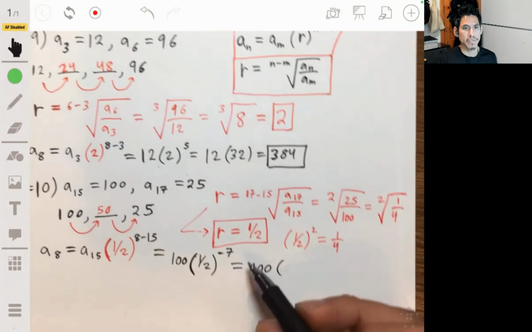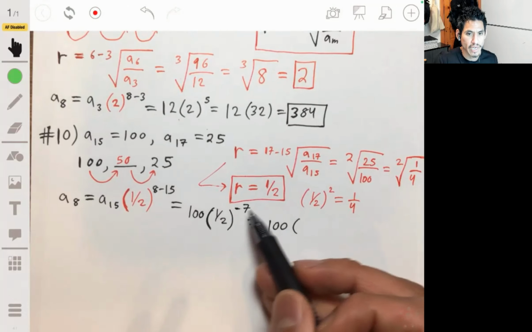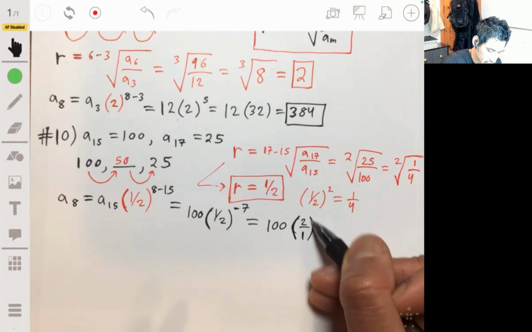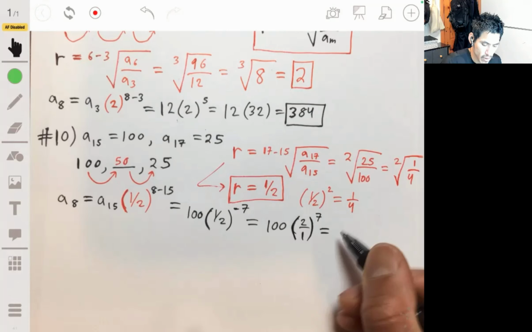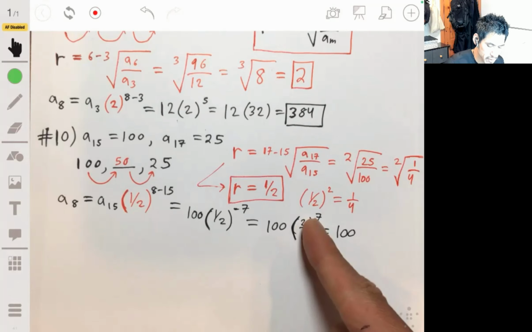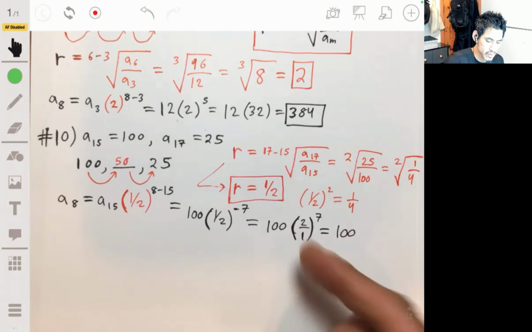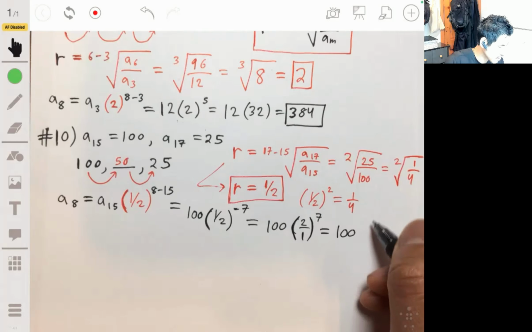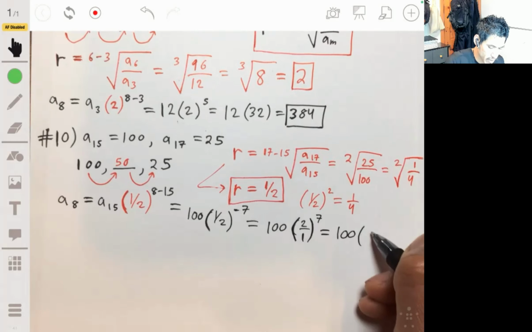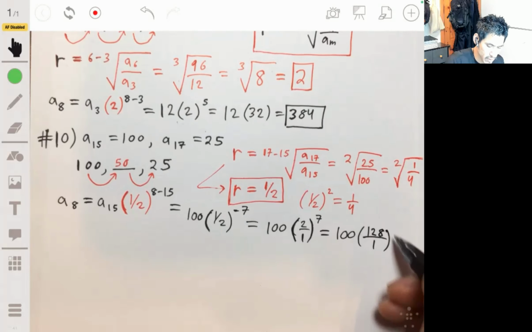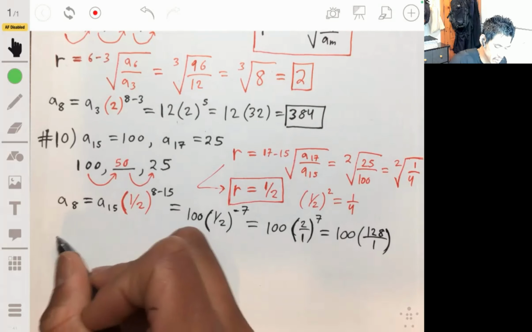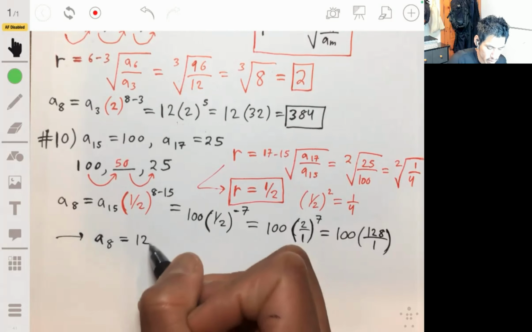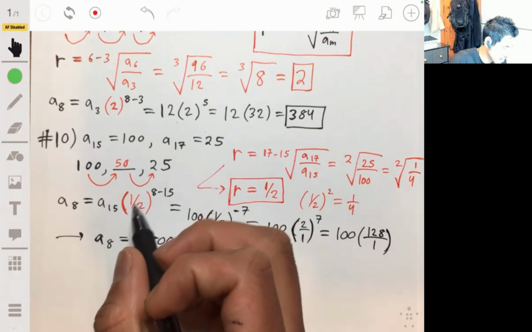Now remember your properties of exponents. 1/2 to the negative 7th power is the same as 2 over 1 to the positive 7th power. So this will just be 100 times 2 to the 7th. 2, 4, 8, 16, 32, 64, 128. So 128 times 100, you'll get that a8 will be 12,800.